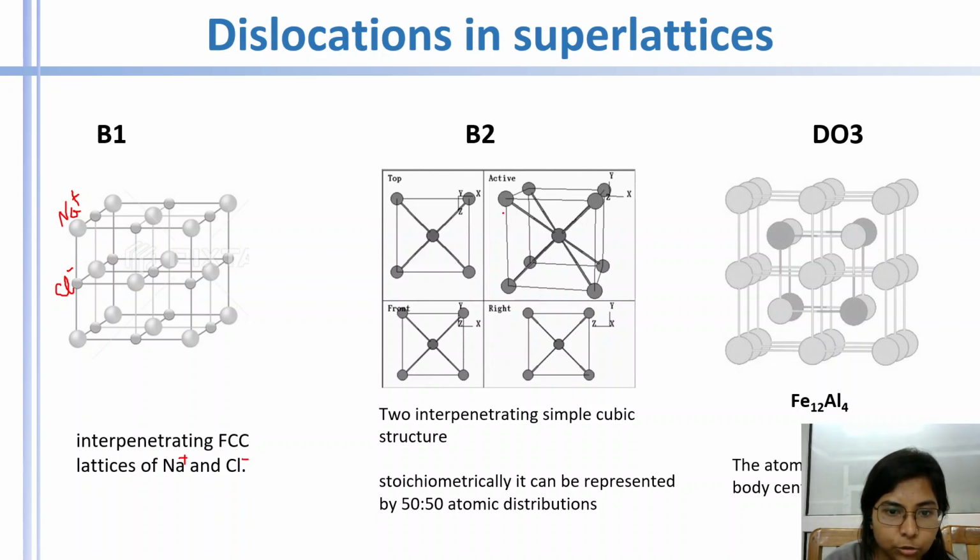Then we have the B2 structure. B2 is two interpenetrating simple cubic structures, whereas B1 was two interpenetrating FCC structures. Stoichiometrically, it can be represented by 1:1 or 50:50 atomic distributions. Then we have the DO3 structure. In DO3, the example is Fe3Al.